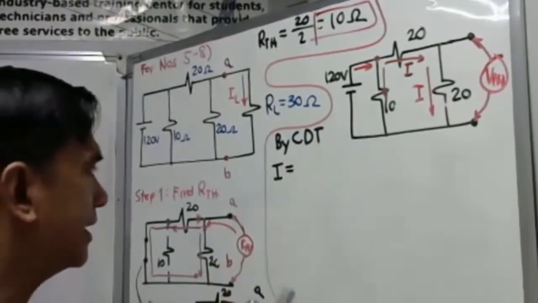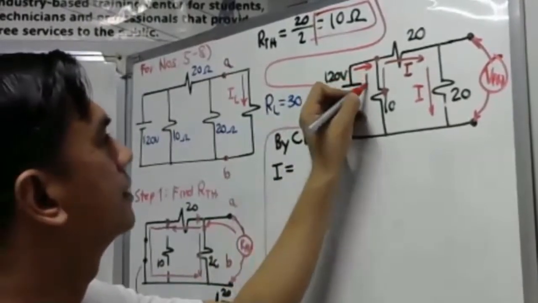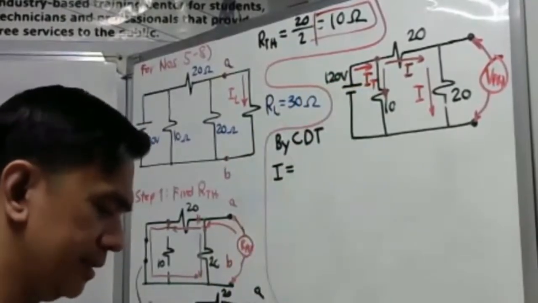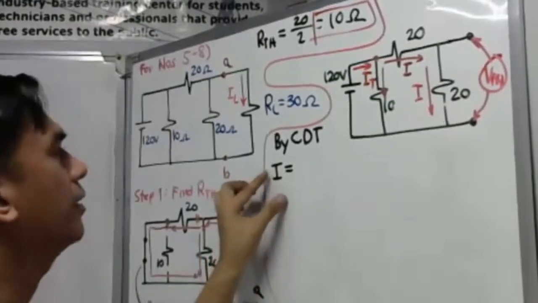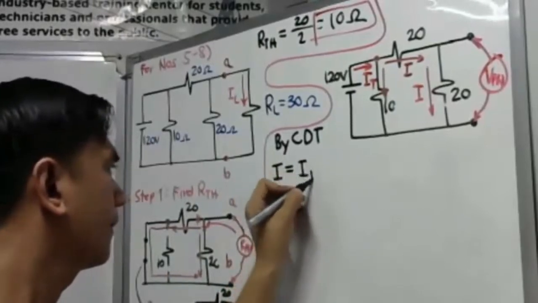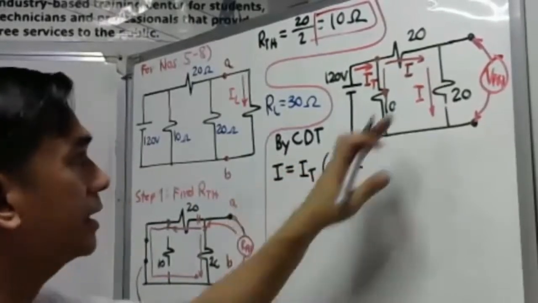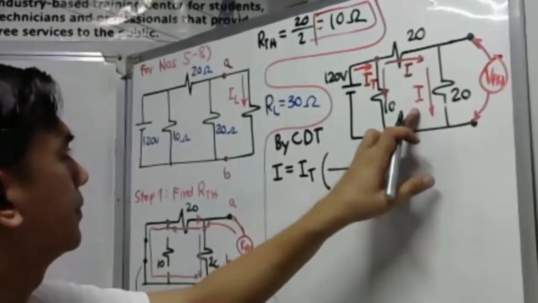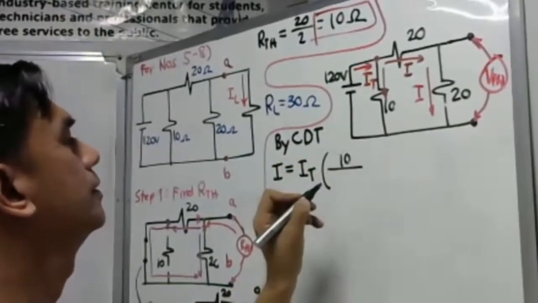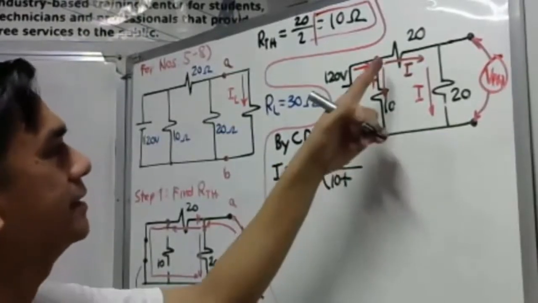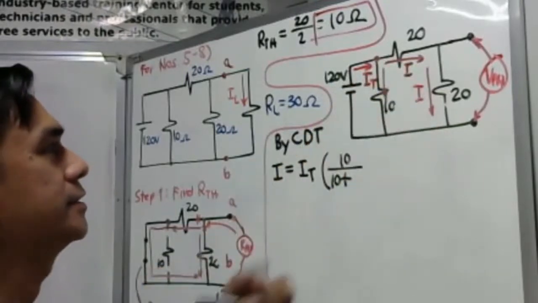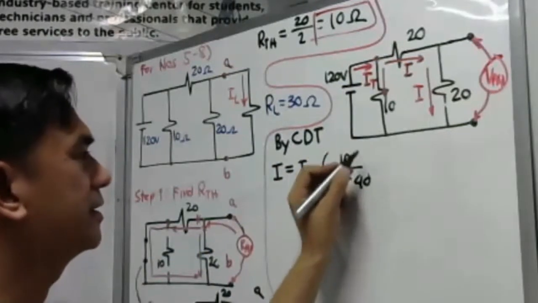well, anyway, the total current here. So, of course, we have to find first our total current. Let us set up first the equation. Our current I is simply equal to the total current multiplied by the opposite resistance, which is the 10 ohms, over 10 plus this branch. Okay? So, 20 plus 20, so that is 40.